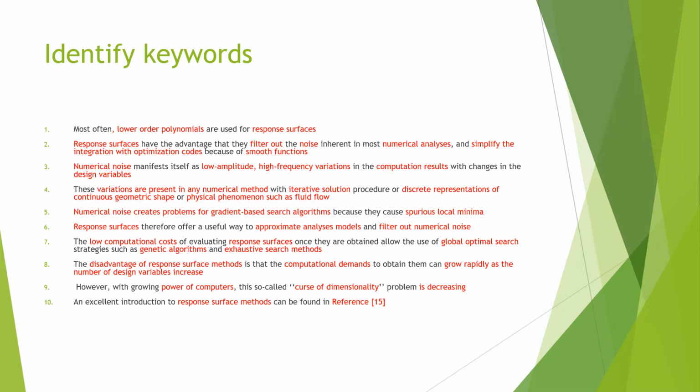So we can filter out noise with response surface methods. Also, response surface methods have low computational cost, which makes it easy to use for genetic algorithms. However, the problem becomes somewhat intractable if the number of design variables is large. So that's the main crux of the problem, and as power of computer grows, this problem is also getting mitigated. So that's the basic concept here.